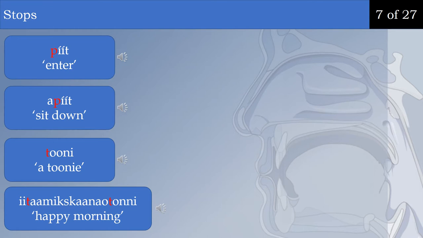An interesting aside about this word that you just heard, itamixkanotoni, means happy morning. This isn't how you wish someone a good morning. This is an affirmation that it is a good day. Here are the words with K's in them.